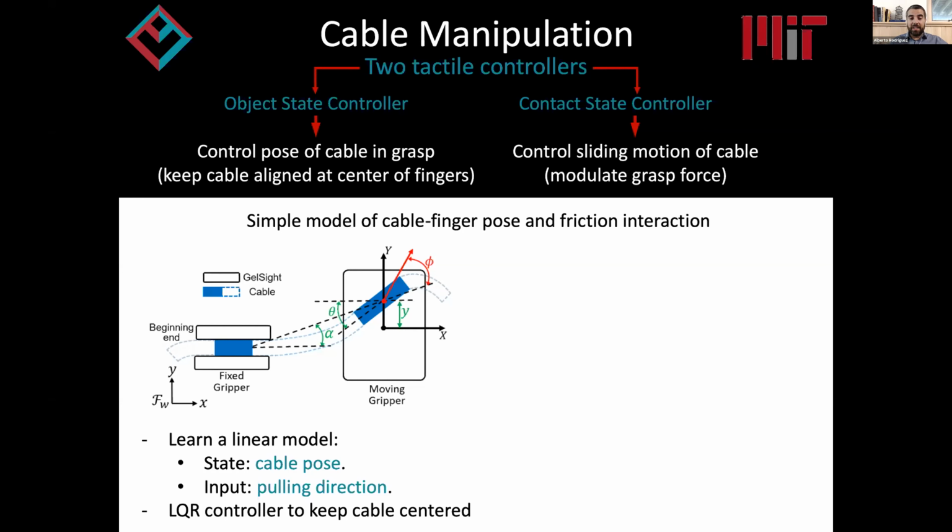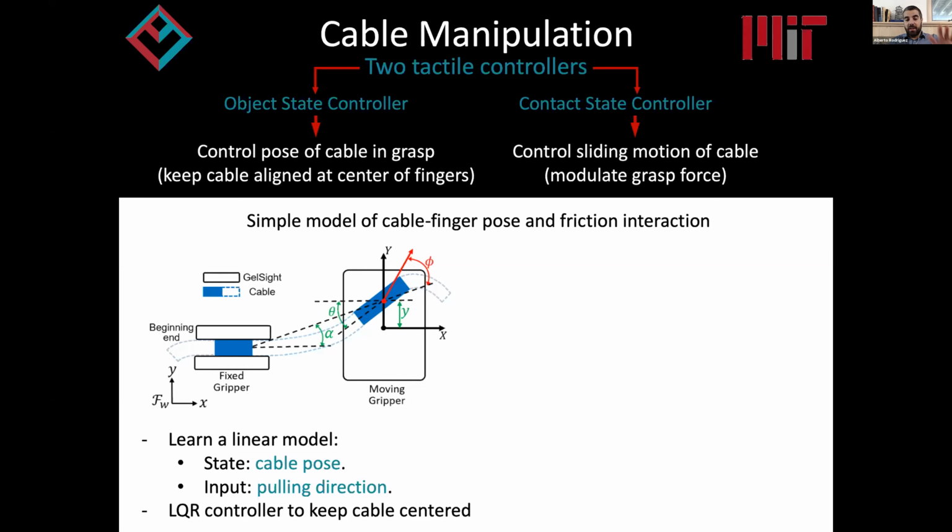So with a simple mechanics model like that, we can learn a linear model where the state is the pose of the cable in the fingers, and the input is the pulling direction. We gather some data by just pulling from the cables. Then we learn a linear model, which we can control with an LQR controller, which is feeding the motion of the arm that you saw in the video, pulling from the cable and choosing in what direction to pull. That's what is necessary to implement the object state controller.